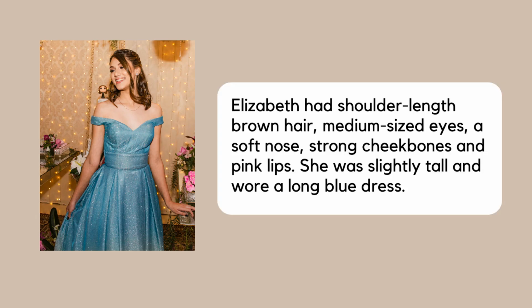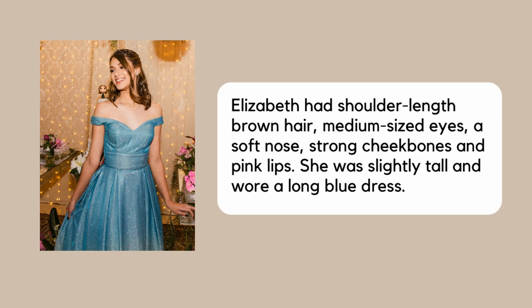Elizabeth had shoulder-length brown hair, medium-sized eyes, a soft nose, strong cheekbones, and pink lips. She was slightly tall and wore a long blue dress. This doesn't actually tell us anything about Elizabeth. Most likely the only memorable thing we're going to take away from this description is that she's tall. Even if we could evoke a photographic quality image of Elizabeth in our minds, we still don't know anything about her or the meaning of this description within the context of the scene or story.